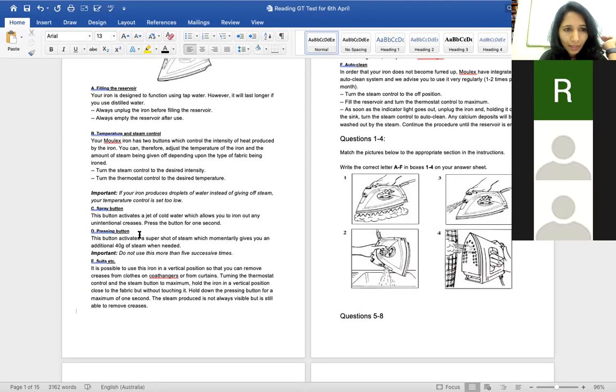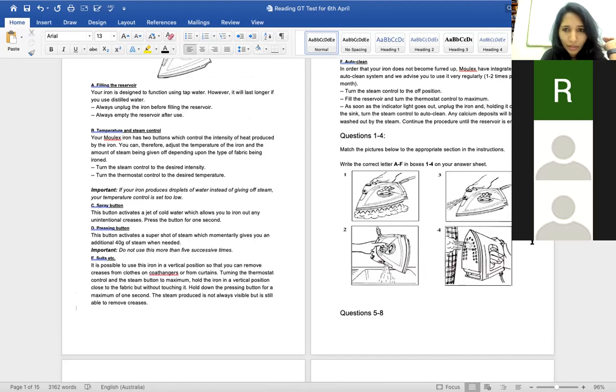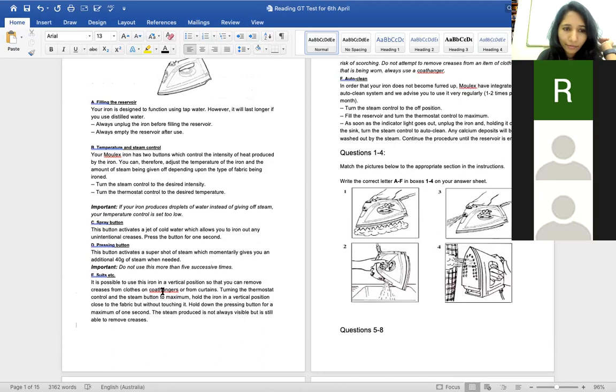If you look at the next one, C, spray button. It activates a jet of cold water, which allows you to iron out any unintentional creases. Press the button for 1 second. So jet of cold water, does it look like cold water? This looks like cold water maybe. Then press this, it activates the super shot of steam. So read the description and try to match it. Your answers have to be from A to F.